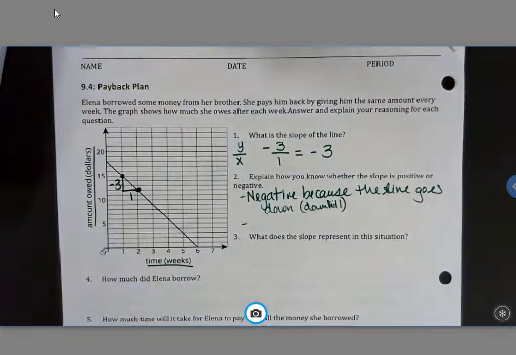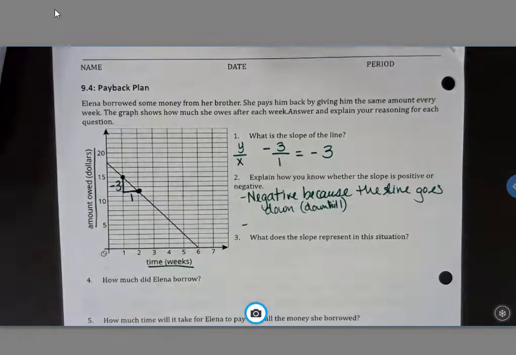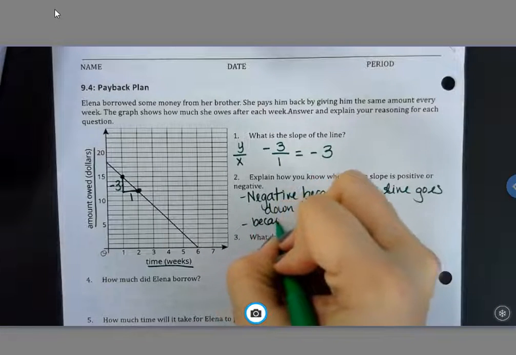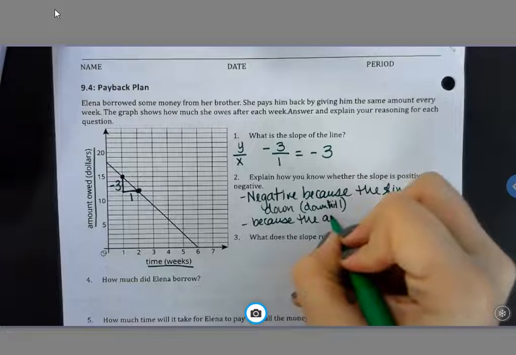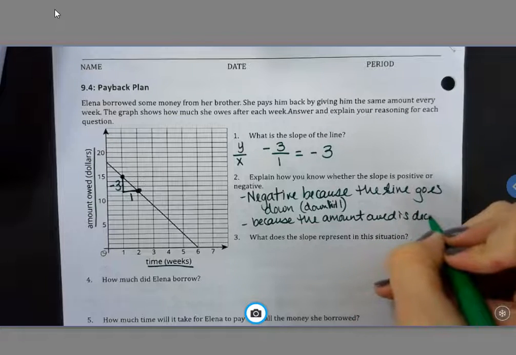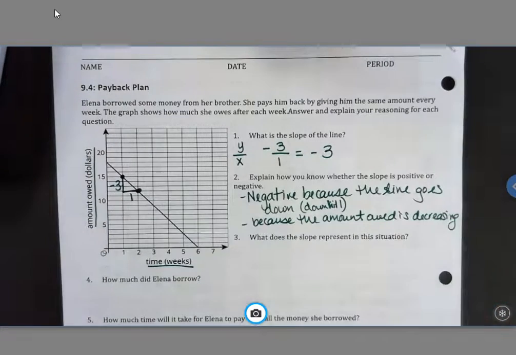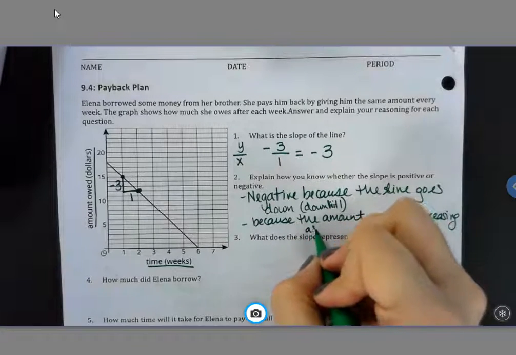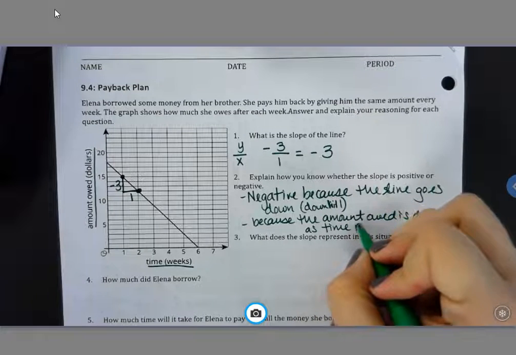We also know that because in our problem it says that the amount is based off of what she owes. She's giving money back. So the amount that she owes is decreasing or going down every time. So as she pays him back, the amount that she's owing is decreasing as time passes.